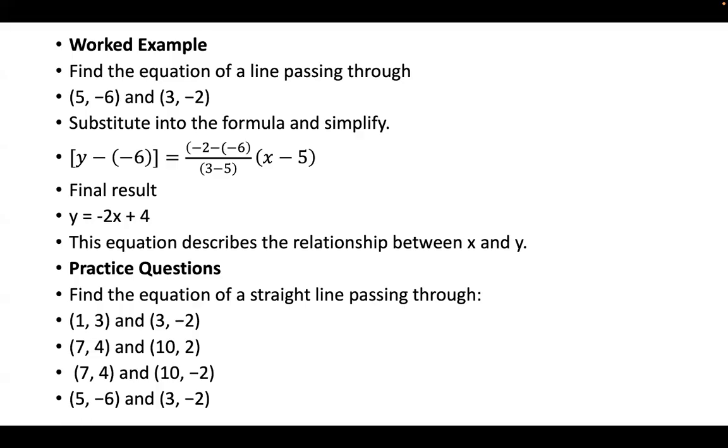Then 3 minus 5 is what? 3 minus 5 is -2. Yes. So 4 over -2 times x minus 5. You do cross multiplication, then the final answer becomes -2x plus 4.